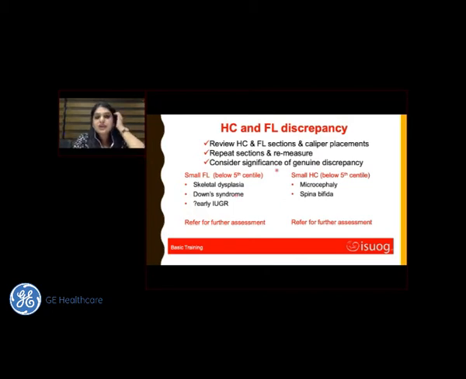So this is a quick way, which ISUOG has actually given in the basic training in 2019, where it tells you that when the fetus comes to you for the first time in the 3rd trimester, try to make your head circumference and femur length agree with each other. And if they do, you are good on your dating.